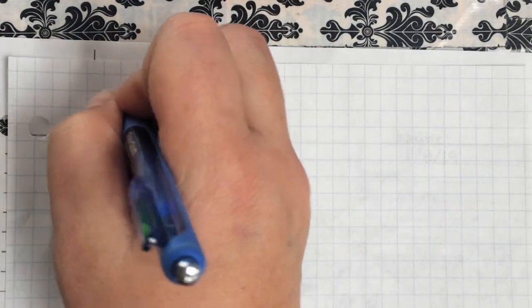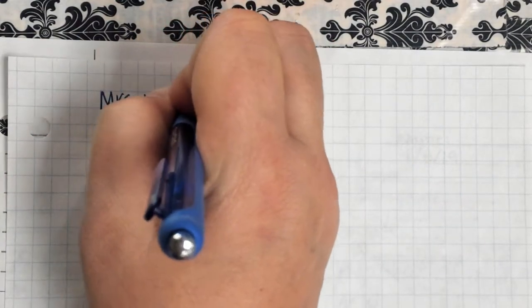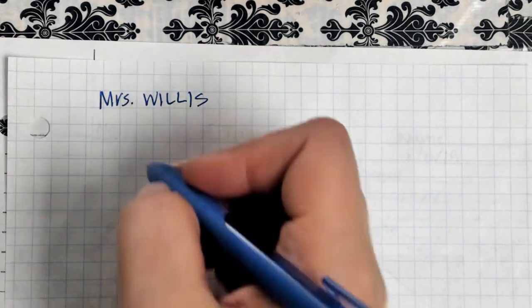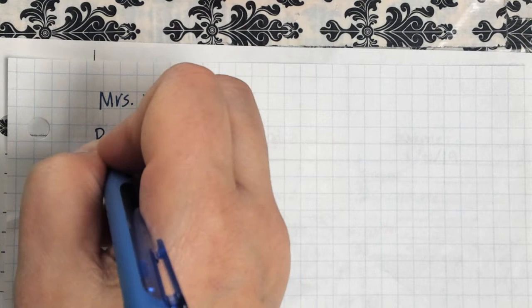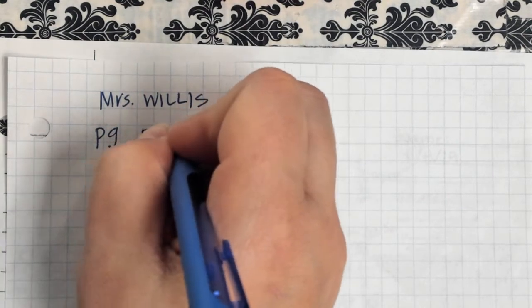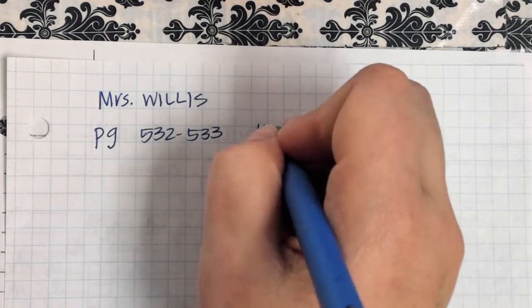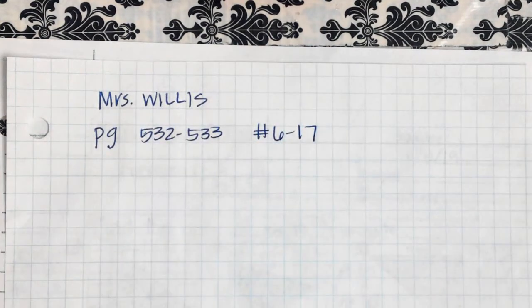Okay, back to me, guys. On your paper, let's go ahead. We're going to start some good New Year's habits. Name at the top of your paper. I want you to go ahead and write down what your homework is. It is page 532, 533. You are doing numbers 6 through 17.